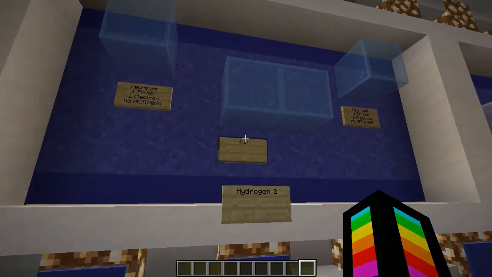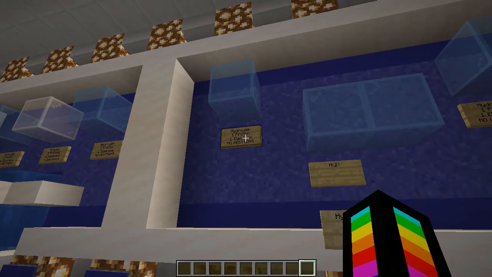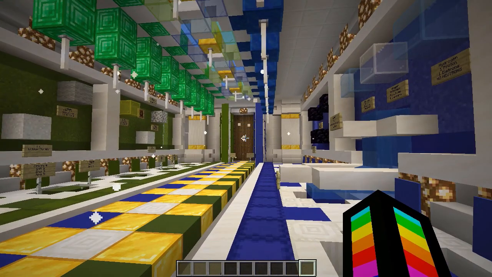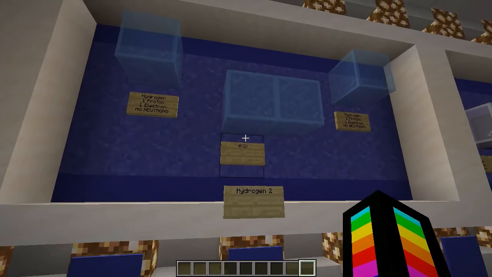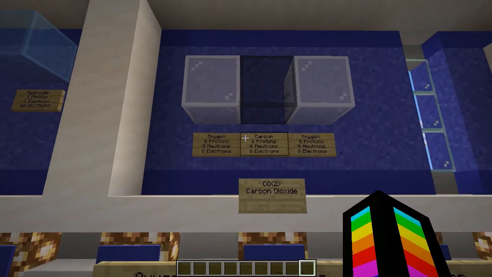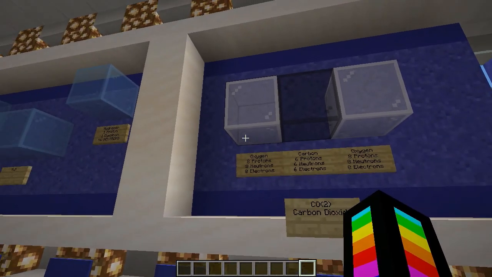Next, we get into H2, hydrogen. We know hydrogen: 1 proton, 1 electron, no neutrons. H2 comes together. The H2 atom is the first example we saw. Boom, we got that. Now, we saw oxygen, but we're going to review.